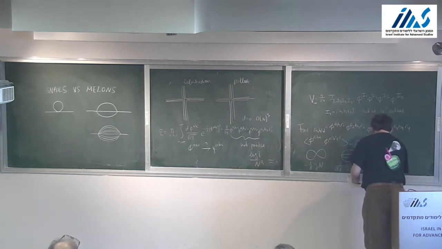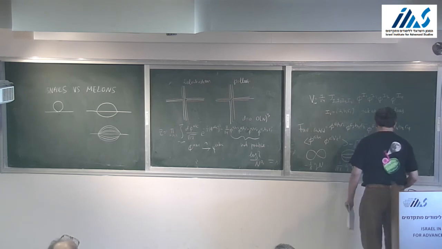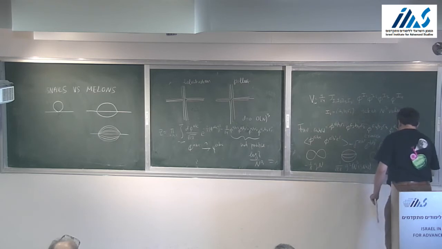And this one gives 1/16 N squared times g squared. And then you go to order g cubed and higher.